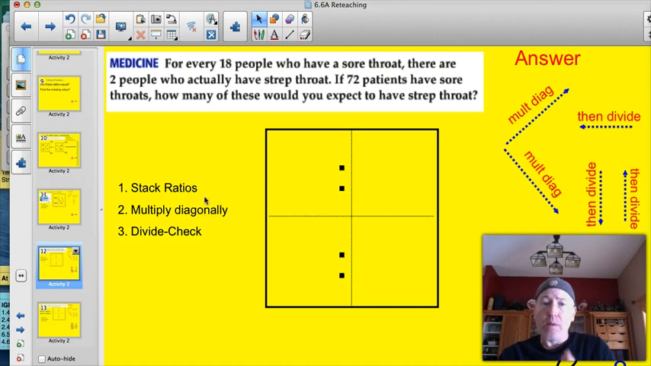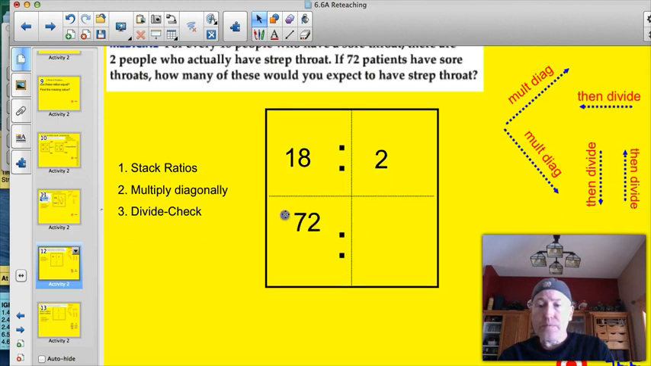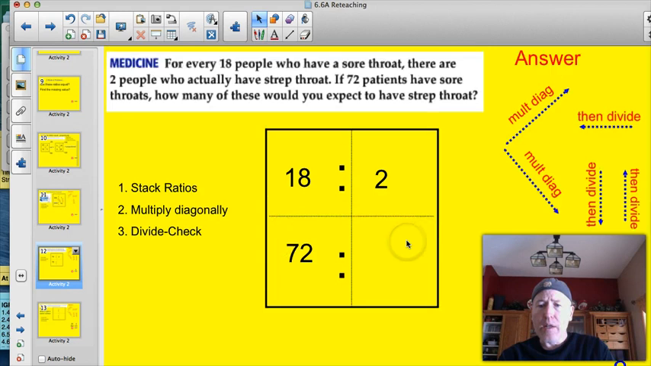All right, here's another one. For every 18 people who have a sore throat, there are 2 people who actually have strep. If 72 patients have sore throats, how many of these would you expect to have strep? Well, let's set it up. We've got 18 people with sore throats. There is 2 who have strep. So 72. And this is where we're looking for our answer down here. We're not sure what that number is, so I'll just place that up there.